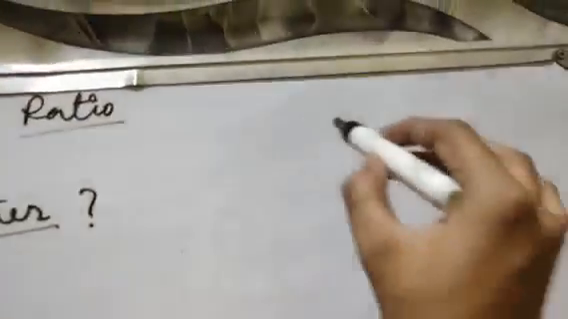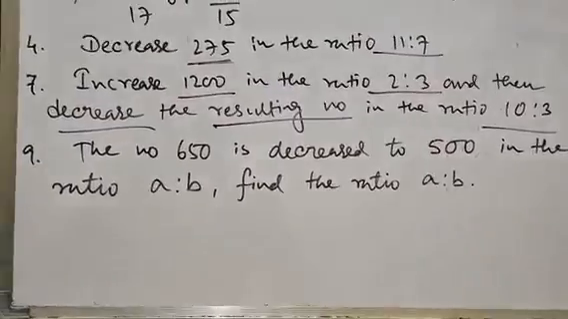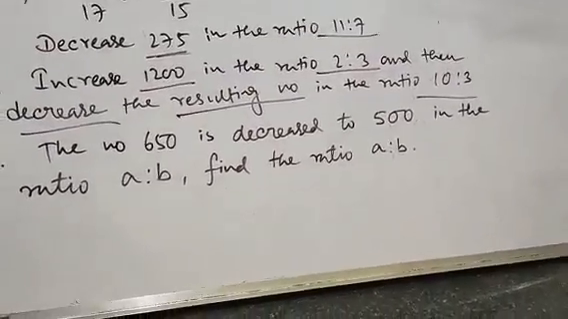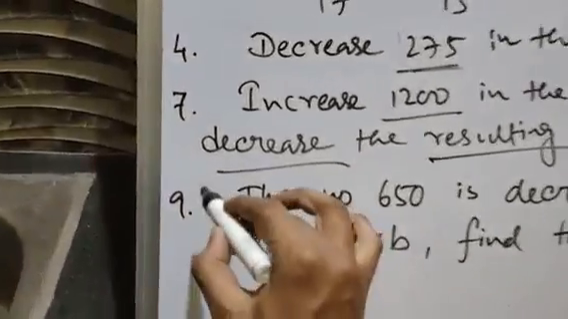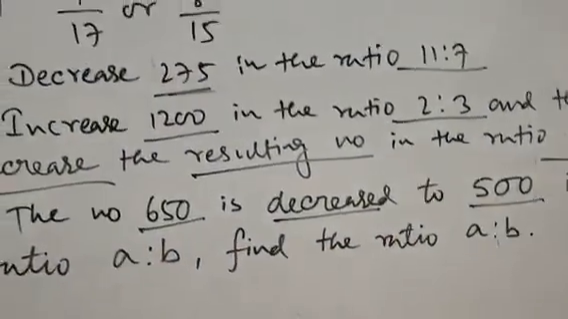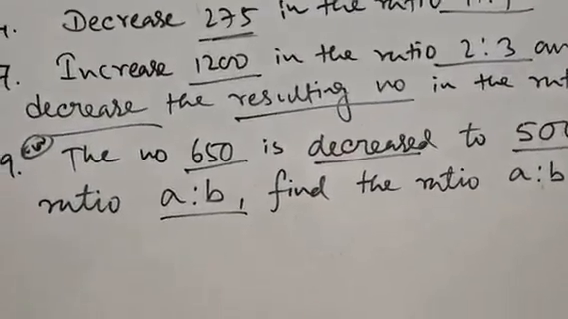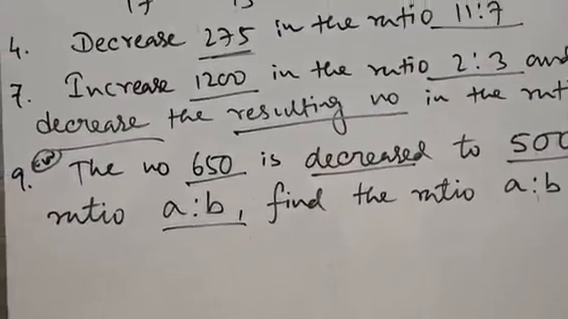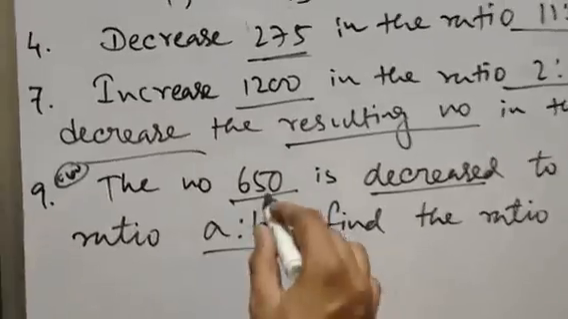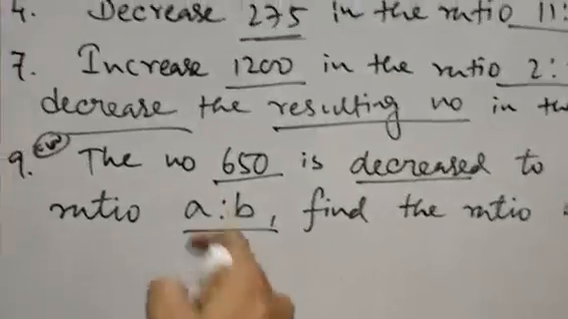Question number 9 says: the number 650 is decreased to 500 in the ratio A is to B. Find the ratio A is to B. It's an important question. We have a given number 650 and we have to decrease the 650 to 500 in the ratio A is to B. Now we have to find out the ratio A is to B.